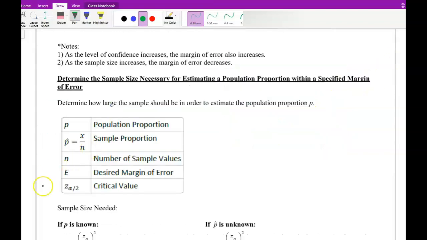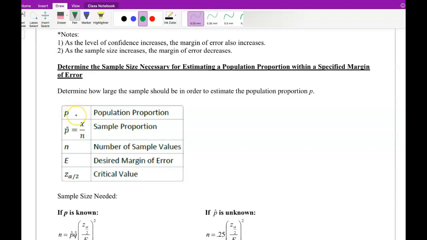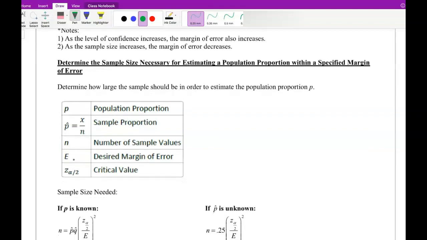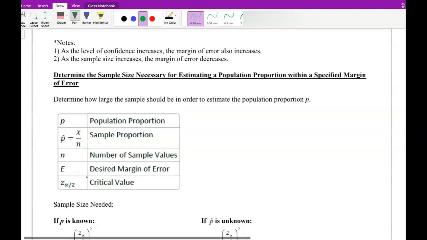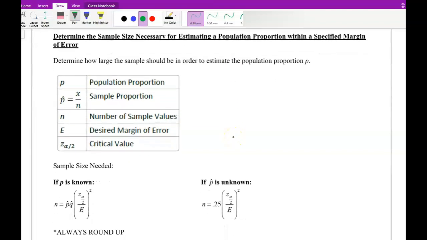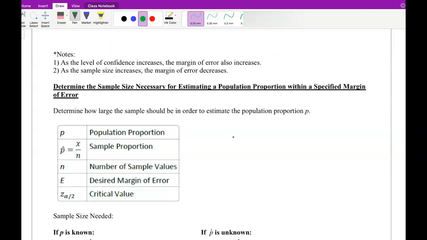Okay, now here again we have this part. P was population proportion, p hat sample proportion, n number of sample values, E margin of error, and this is critical value. So in this part we need to find the sample size for estimating a population proportion within some specified margin of error. We also have these two. This is based on what we covered already.